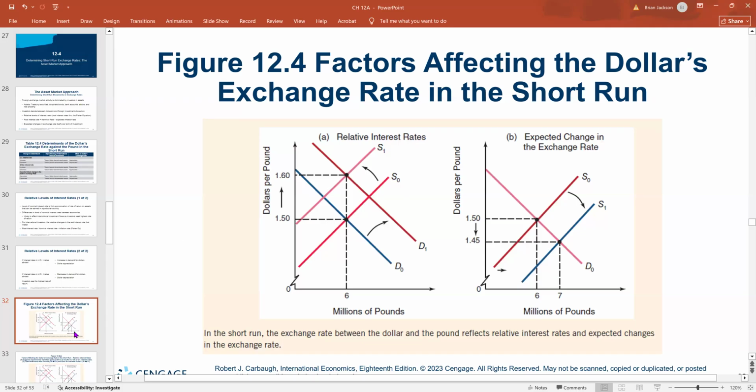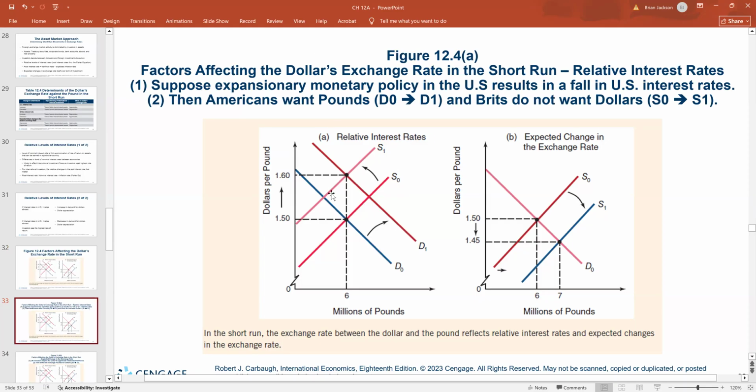So we have two different types of factors that affect the dollar's exchange rate in the short run. The first is pictured in the first diagram. I couldn't split these apart. This compound diagram is in your text. You might want to look at it a little closer in your book. So we're going to focus on this first one. This is figure 12.4. We look here at factors affecting the dollar's exchange rate in the short run through relative interest rates. Okay, so here's just a hypothetical.